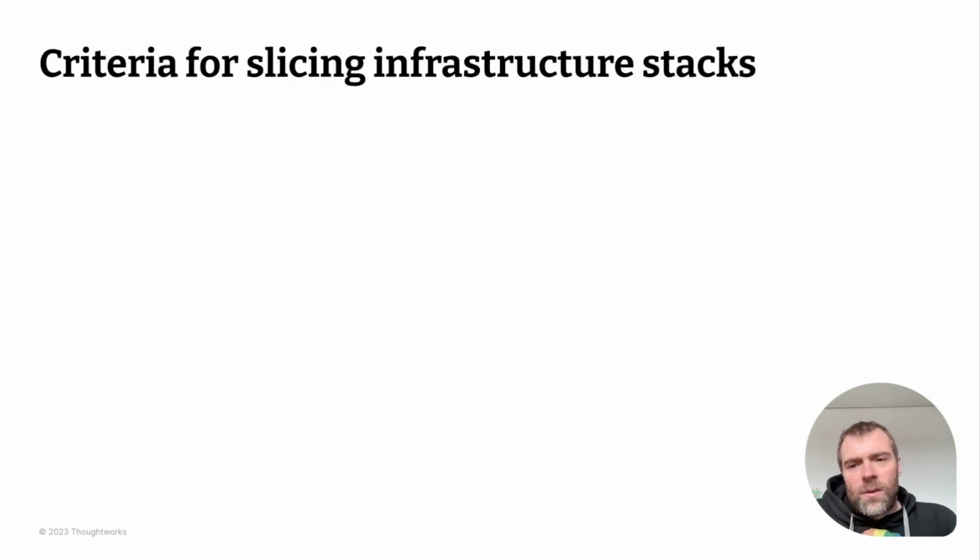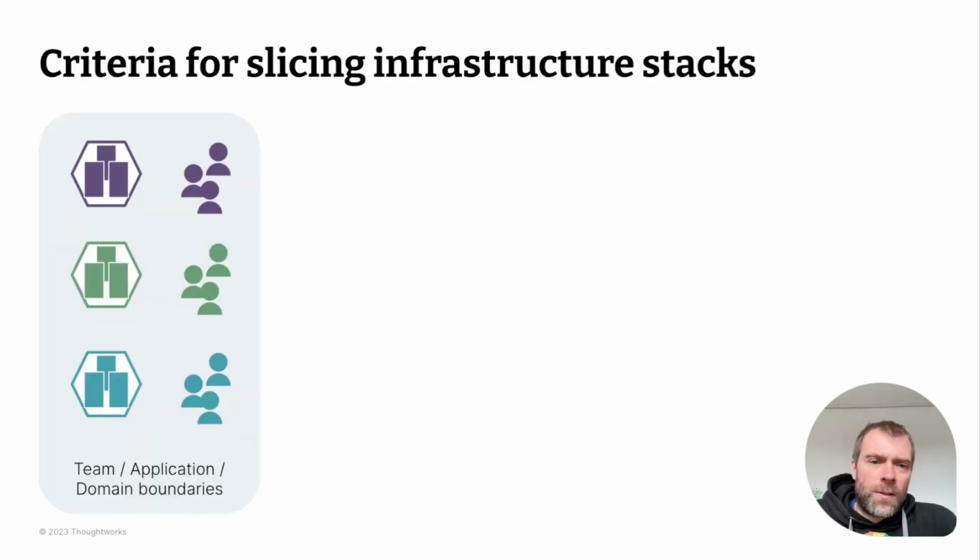You might now ask yourself, what are good criteria for slicing such infrastructure stacks? I want to give you a few examples that might help you. A first criterion might be the team or application or domain boundaries for which you create infrastructure resources. The idea here is that you slice infrastructure around the teams that later on use this infrastructure and also extend or change it.